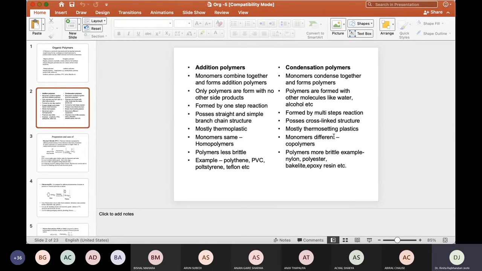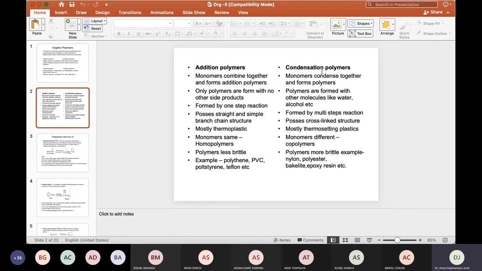So you cannot recycle them. The polymers formed by condensation polymerization are mostly thermosetting, which means they cannot be recycled. But there are some condensation polymers which can be recycled. A good example is nylon. Nylon is formed by condensation polymerization, but it can be recycled. But most cannot be recycled because they are thermosetting.